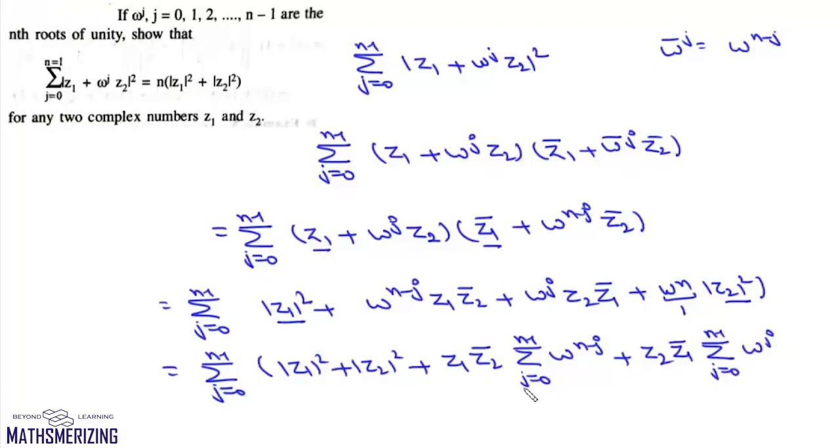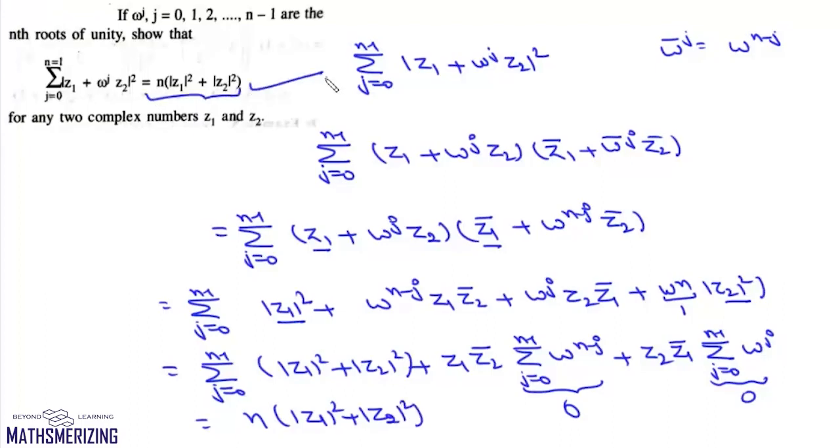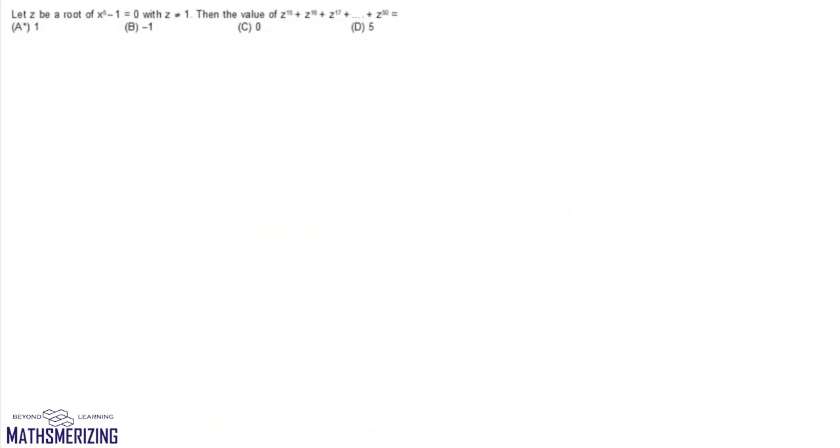Now we know that the sum of any consecutive n powers of omega is 0. So this is 0 and this sum is also 0, and this is a constant term. So this summation will be n times mod of z1 square plus mod of z2 square, which is what we needed to prove.